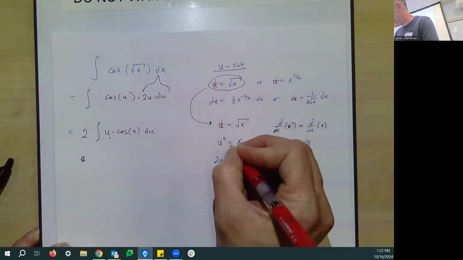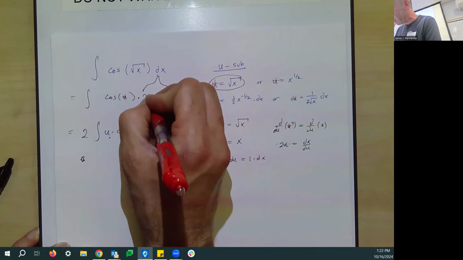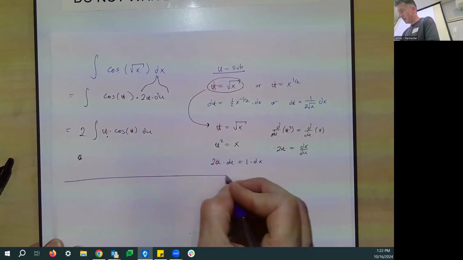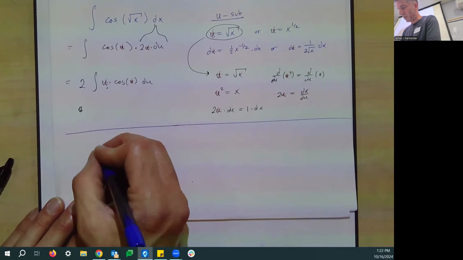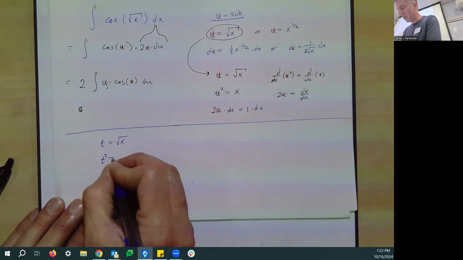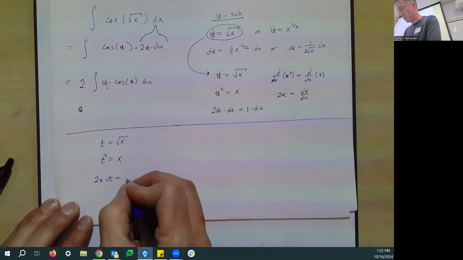It feels kind of dorky, but you know what? It's better than what I don't like doing, which is using a w. So what I'm really saying here is in this integral, I've chosen t to equal the square root of x. t squared is equal to x. 2t dt is equal to dx.